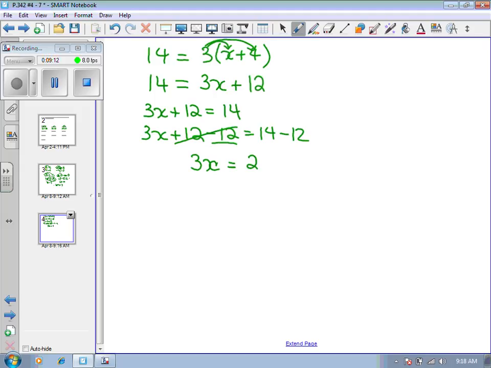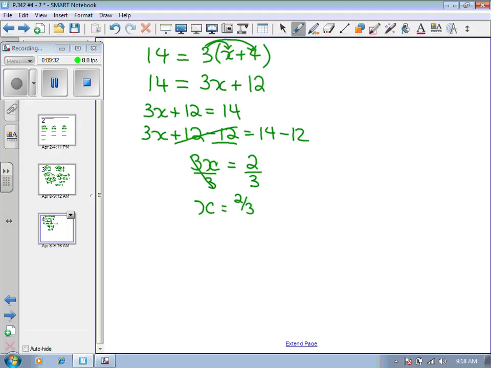2. Now I have to get the x all by itself. It reads 3 times x. What's the opposite of multiplication? Dividing. Whatever I do to one side, I must do to the other side. So I get these two canceling out, leaving me with x is equal to 2/3. And you can leave it as a fraction just like that.